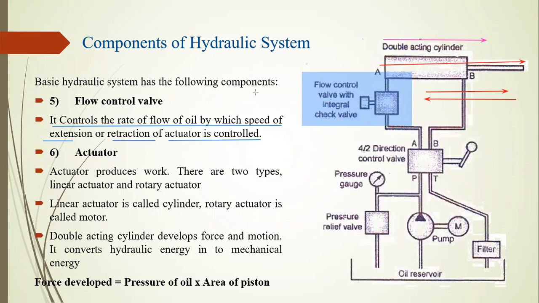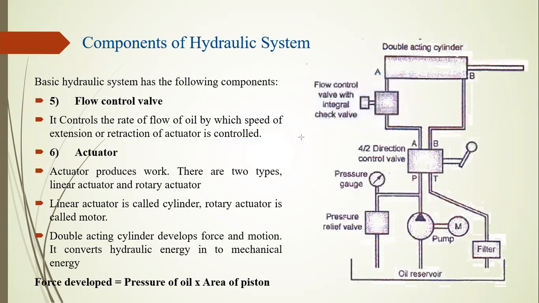Then after that, the next point is the actuator. What is the meaning of actuator? There are two types of actuator: linear actuator and rotary actuator. An actuator transfers oil from one place to another, and the movement of the actuator is either linear or rotary.